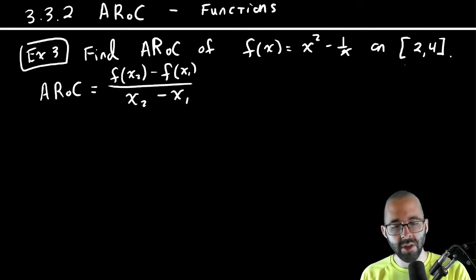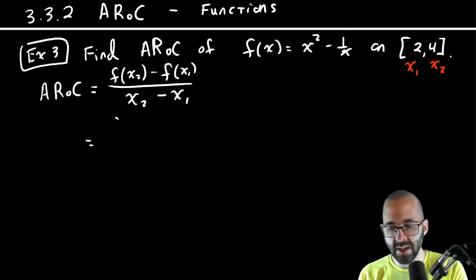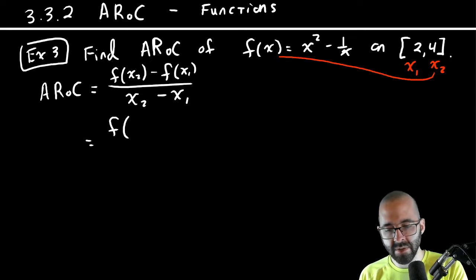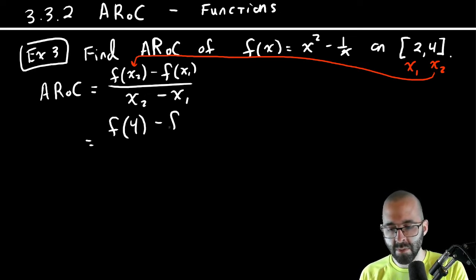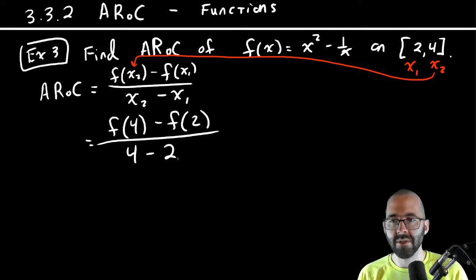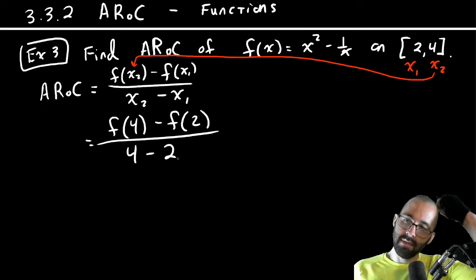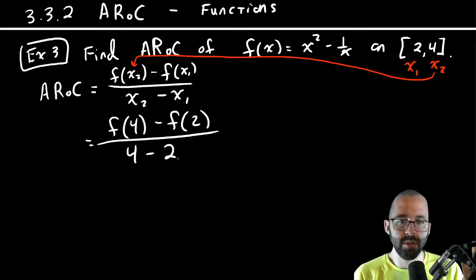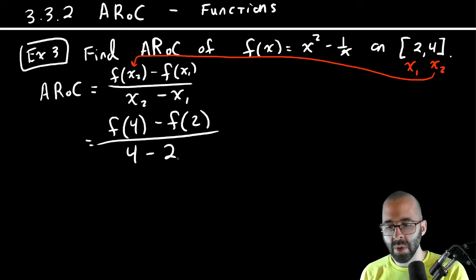Just like in the last video, the first x is 2. The second x is 4. So let's replace everything. The second x, that's x2. x2 is 4, so just plug that in. x2 becomes 4 minus f of x1, which is 2, divided by the second x minus the first x. So the bottom, we can simplify no problem. The top, we have to know what is f of 4.